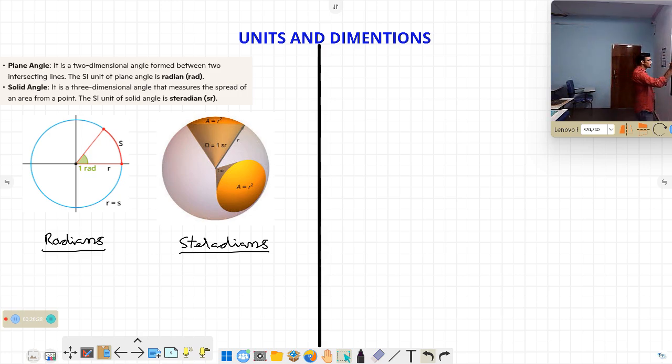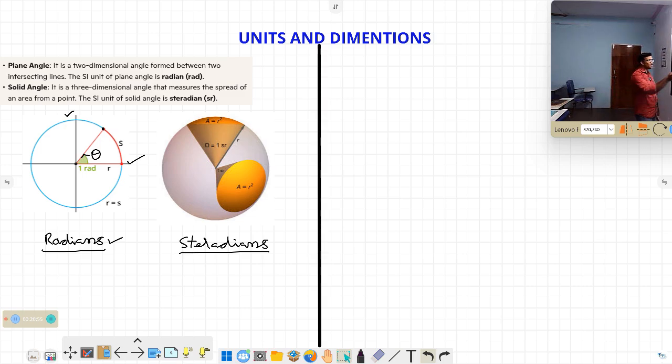So here I have taken a circle. This is the x-axis, this is the y-axis. If a particle is rotating in a circular path, this is the angle made by that particle at any instant of time, and that angle we measure in terms of theta. This angle is called the plane angle. This plane angle we measure in units called radians. Theta is in radians. The theta value varies from 0 to 360 degrees.